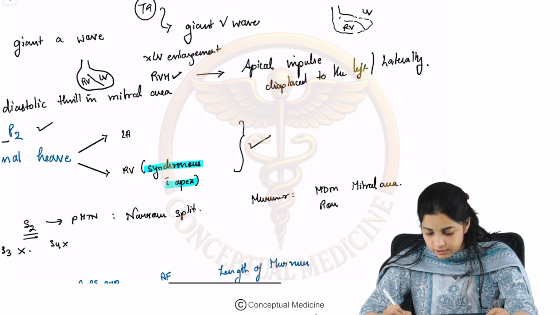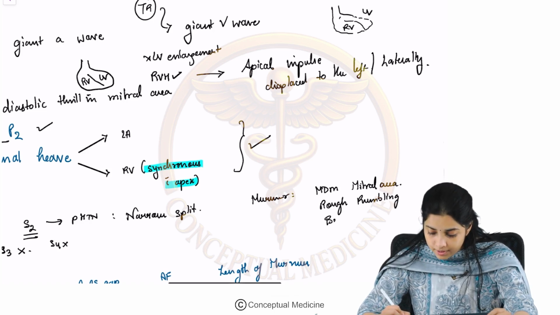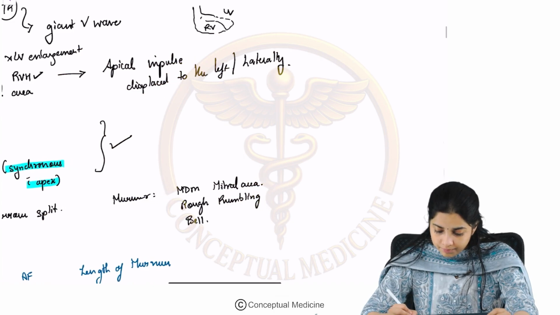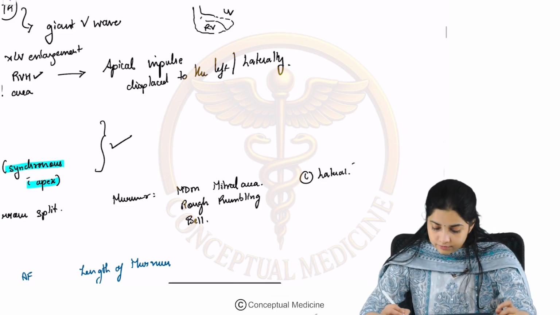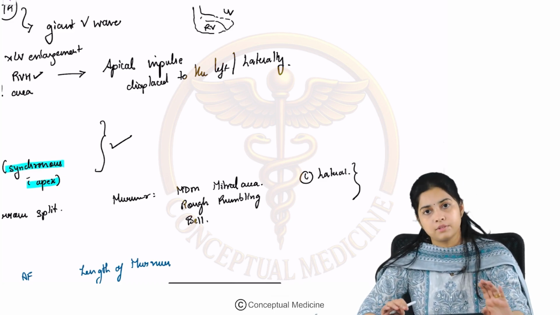It is a rough rumbling murmur. We describe it as a rough rumbling murmur, which is heard best with the bell of the stethoscope with the patient in the left lateral or supine position. Right? So these are the features of your mitral stenosis murmur.